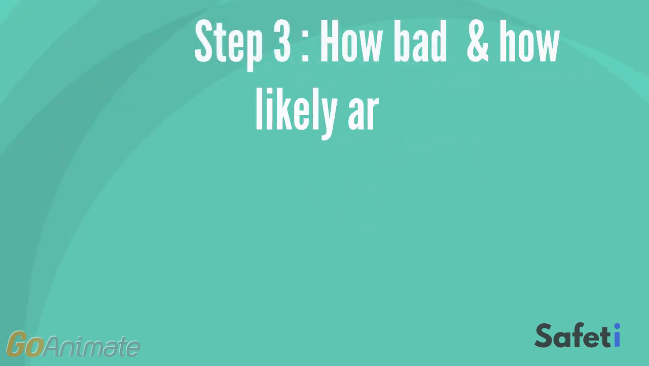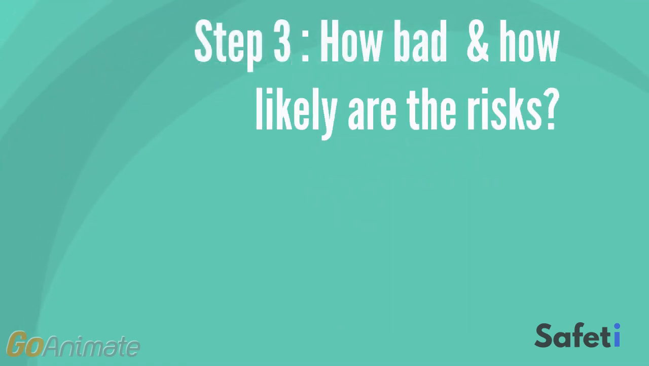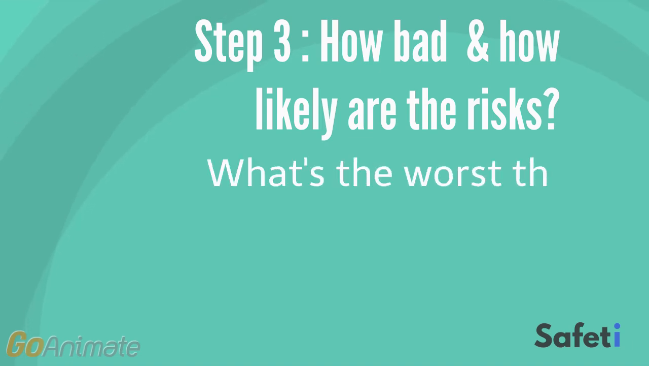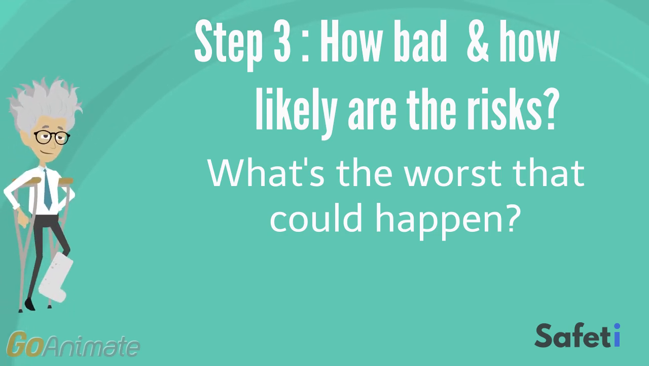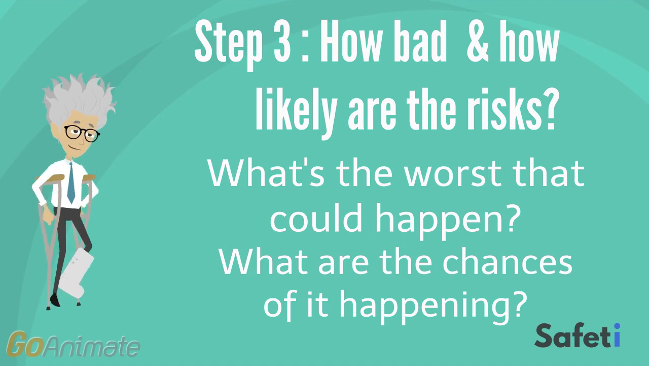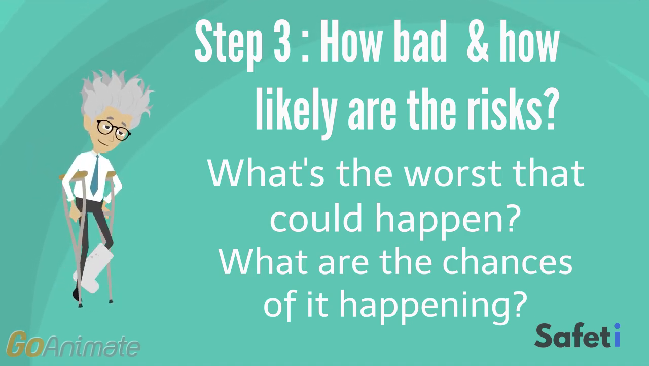Step 3 requires 2 key elements. Firstly, how bad is the outcome likely to be? In other words, the severity of injury or illness. Secondly, what are the chances of it happening with the current controls in place?